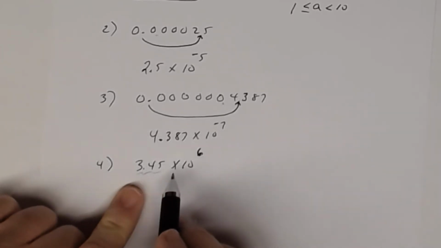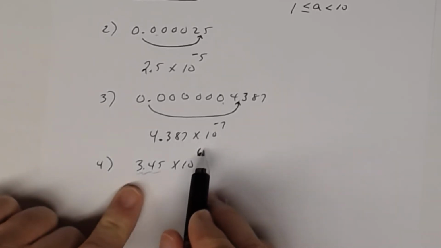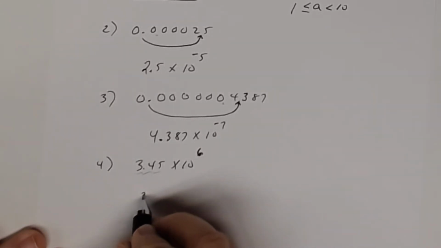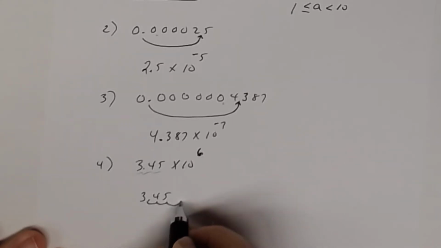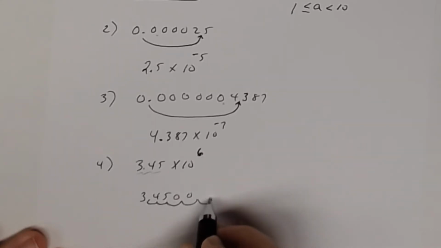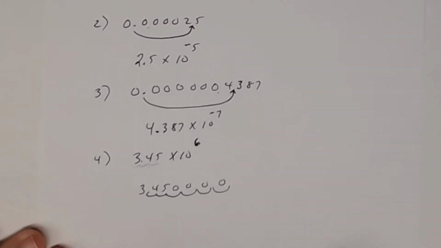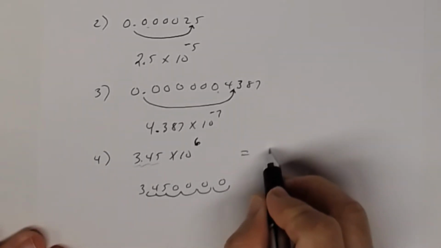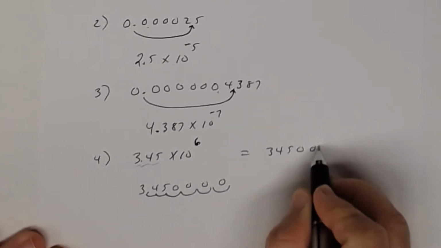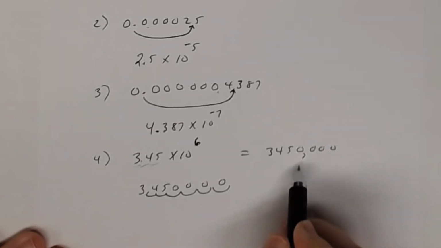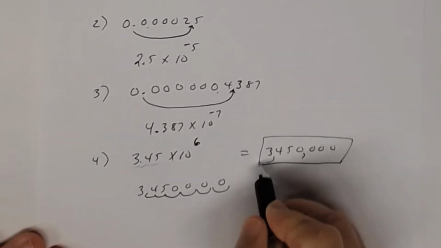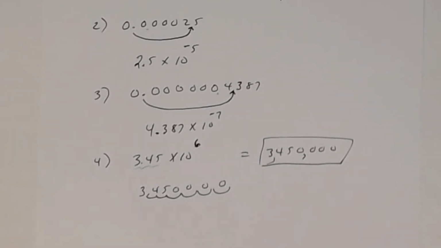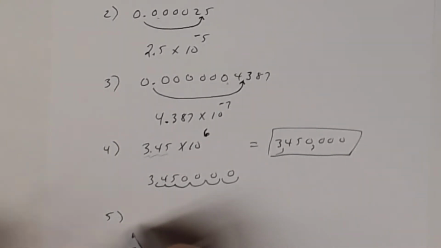So we're going to move the decimal point to the right, and you're going to move it to the right 6 times. So we're going to have 3.45. So here we go. 1, 2, and then 3, 4, 5, 6. So this becomes 3, 4, 5, and then 4 zeros. Okay, so I just put commas in the right place. And so there's the answer: 3,450,000.